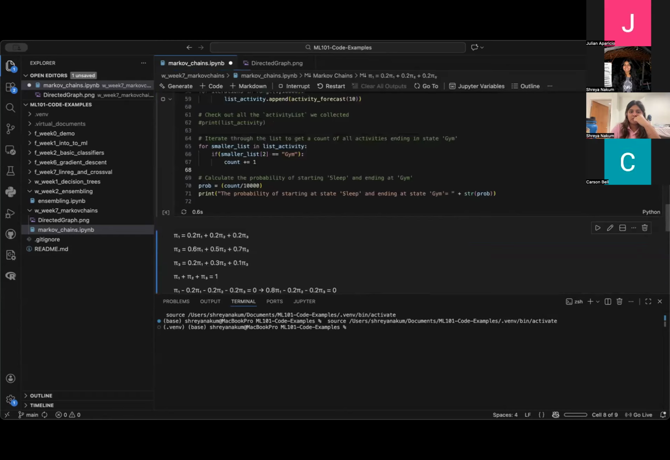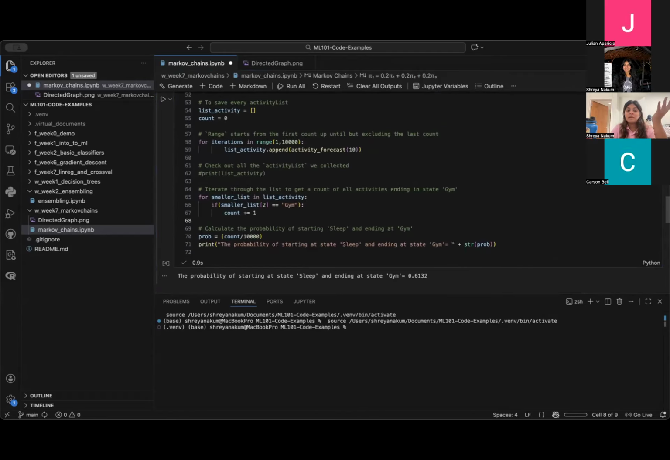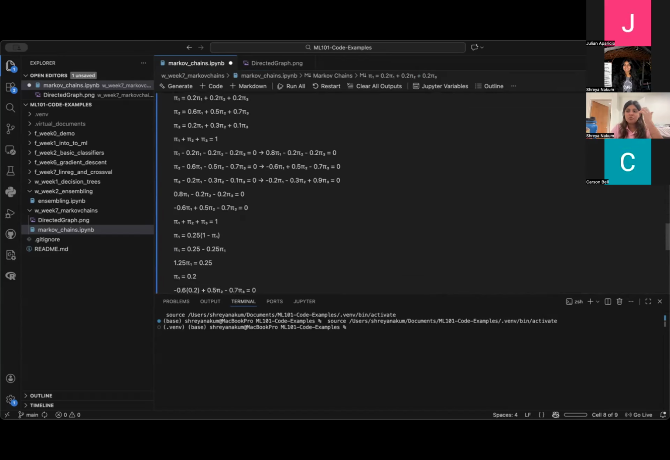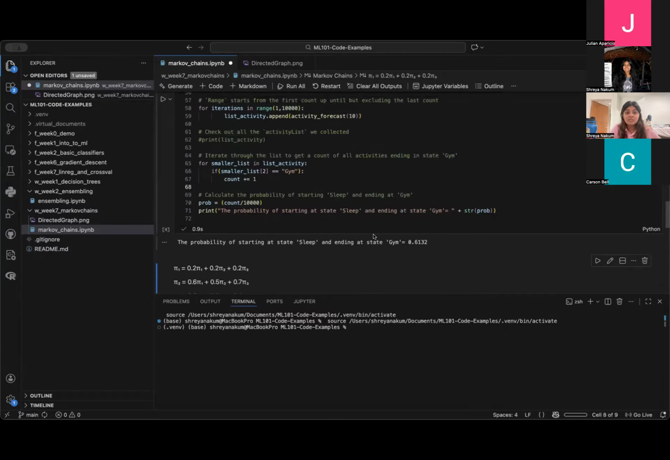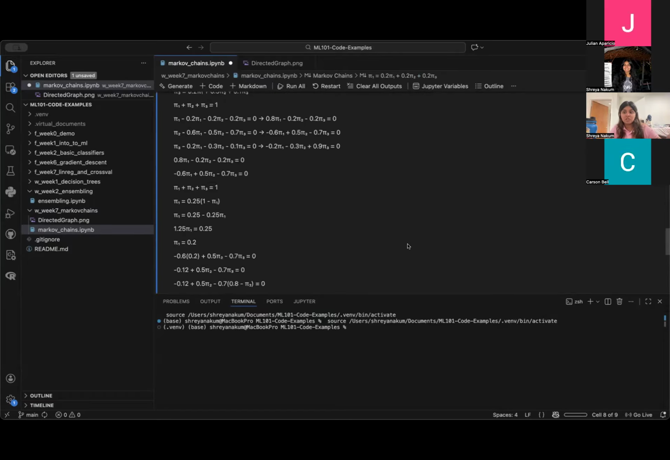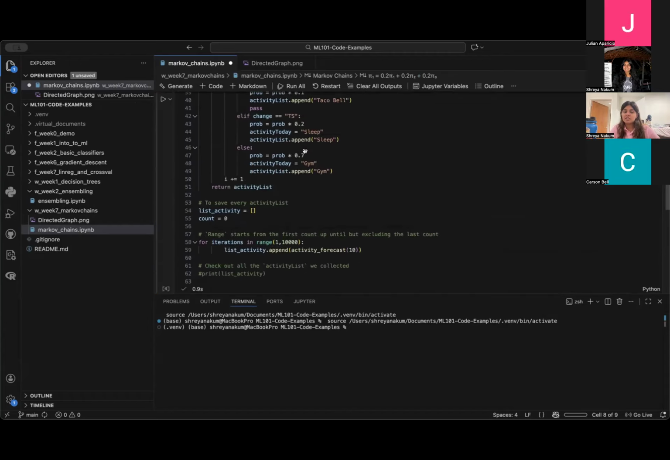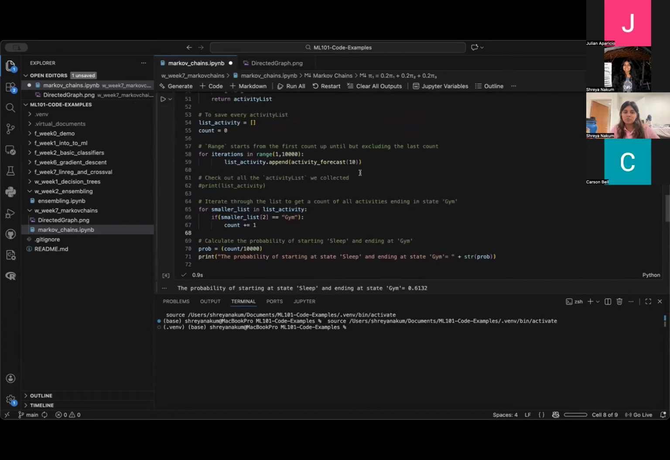So let's see what we get here. The probability that we start at sleep and end at gym is 0.6132. Now, if you solved it out, you'd say that our gym one is 0.5667, sleep is around 0.2, tackle ball is around 0.2. This is quite close. If our ending state is gym, so our steady state probability is gym, this is quite close to it, given that we're randomly simulating what happens in between.